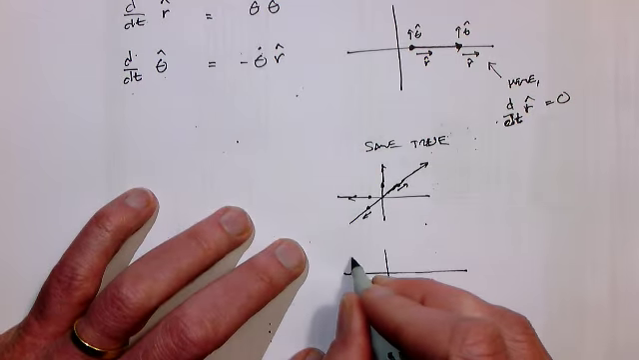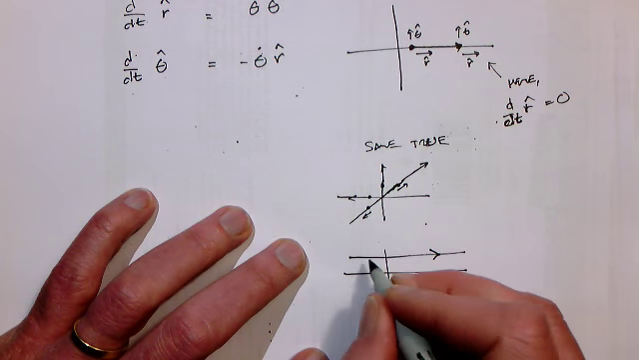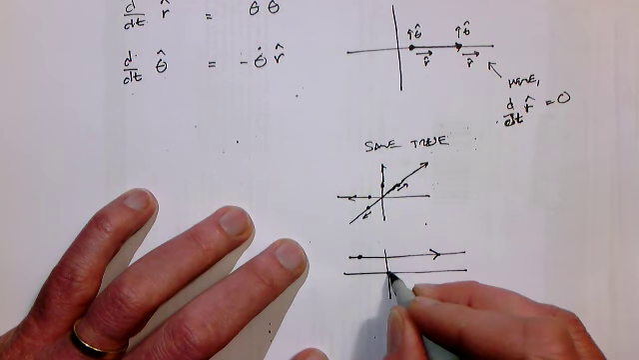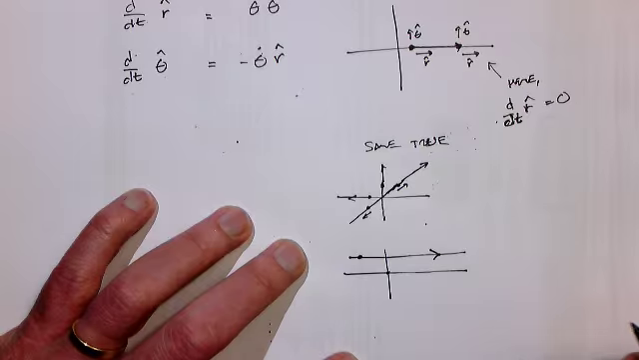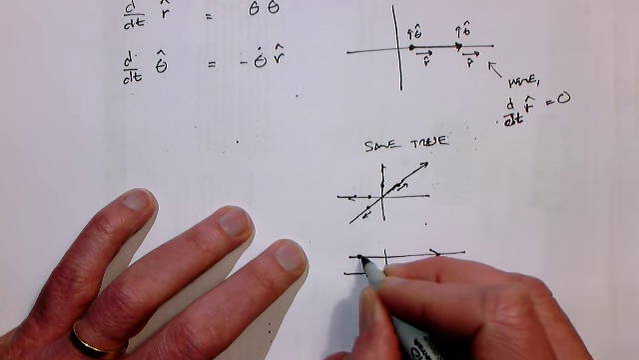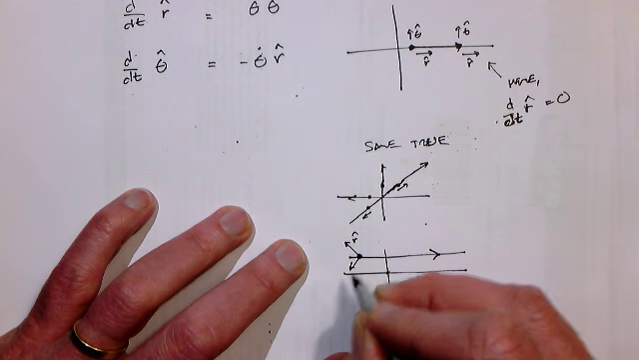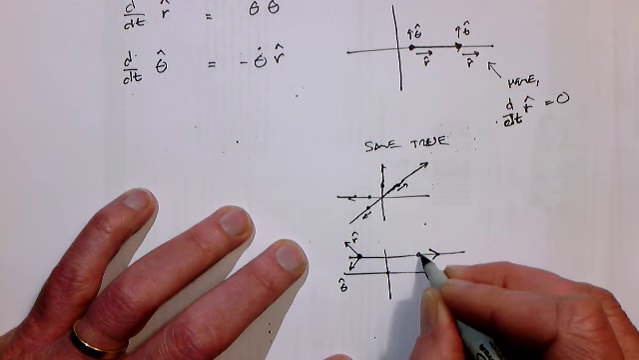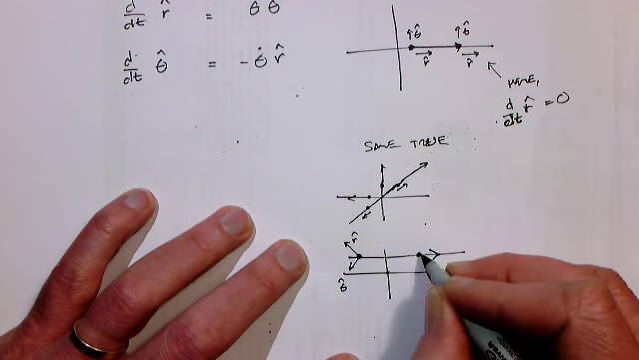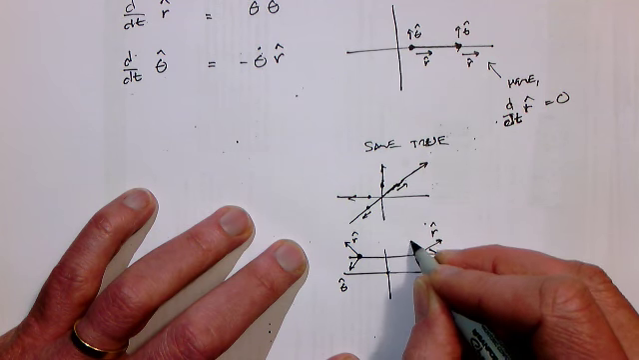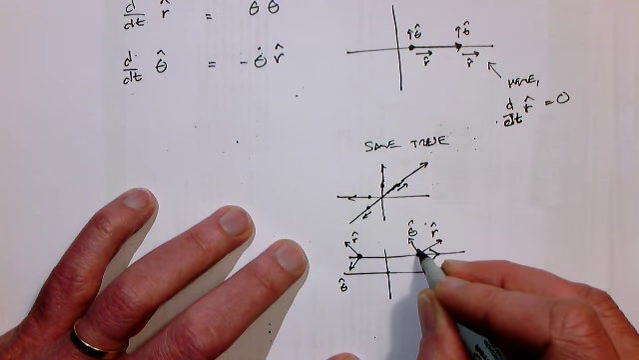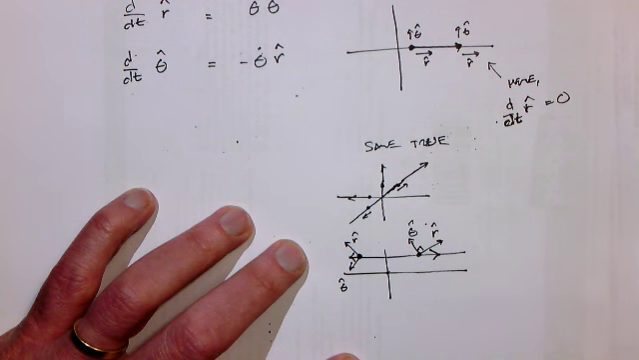So let's think about this case. Object moving in a straight line, like so. Here's my origin. Now, if I think about this case, when the object is here, r hat is pointing in this direction, and theta hat is pointing in this direction. By the time the object is over here, r hat is pointing in this direction, and theta hat is pointing in this direction. And these are supposed to be at right angles because they're always at right angles.